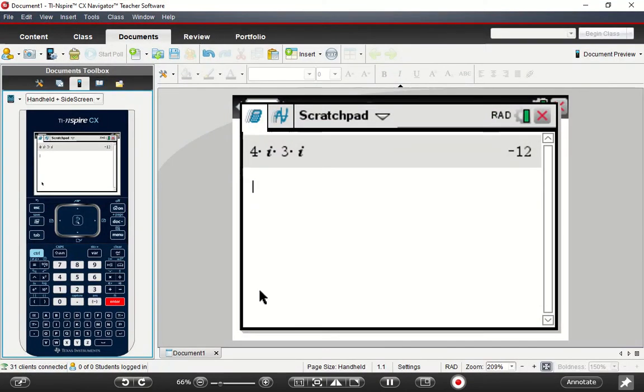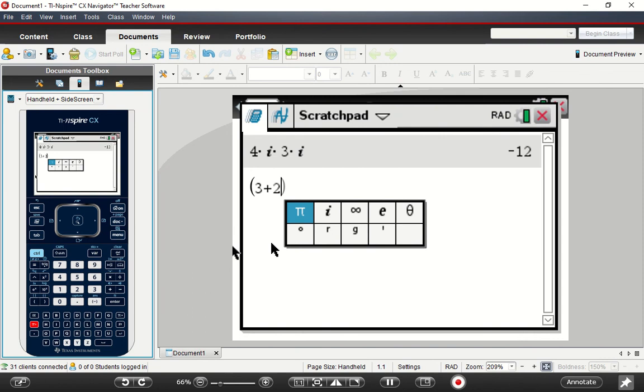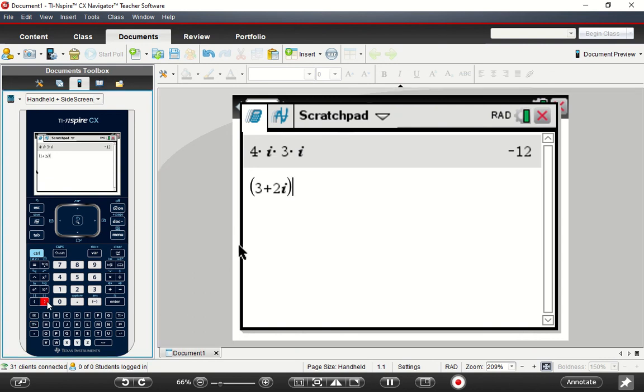So, I'm going to do the first one I did on the line paper, so it's going to be parentheses 3 plus 2i, close, square. Right? Hit enter. Answer is 5 plus 12i.